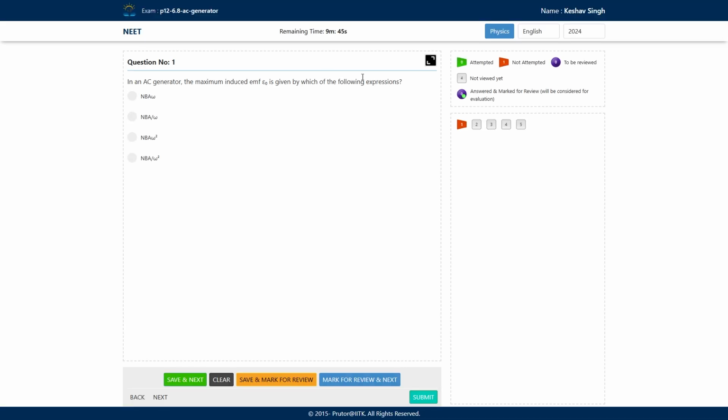Okay, this is the first question. In an AC generator, the maximum induced EMF epsilon naught is given by which of the following expressions? You can write your answer in the comment section.